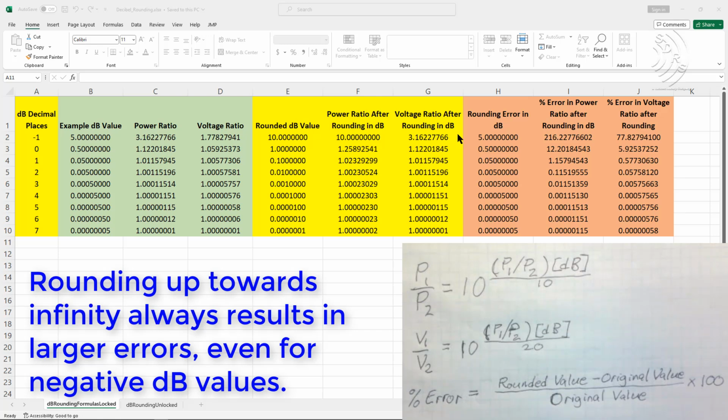And for negative dB values, rounding up, for example, from negative 0.499999 rather than rounding down from negative 0.5 results in a larger error that is the same as the error for rounding up positive dB values that end in 0.5.